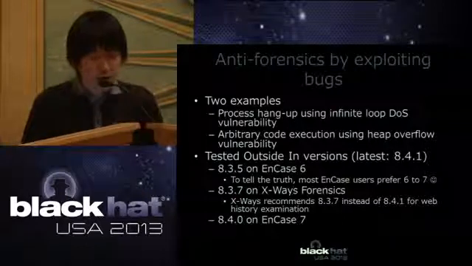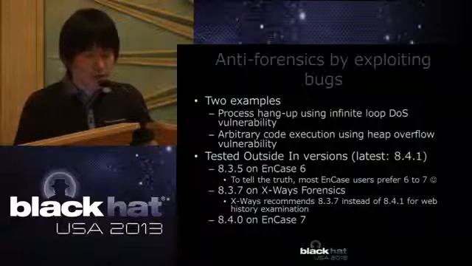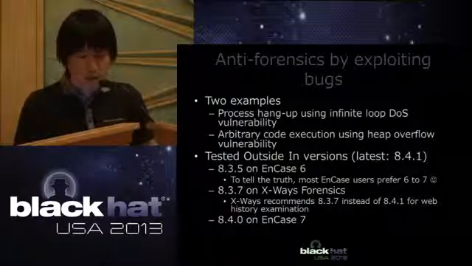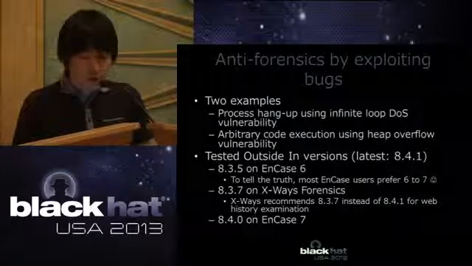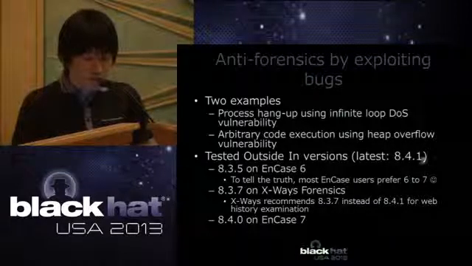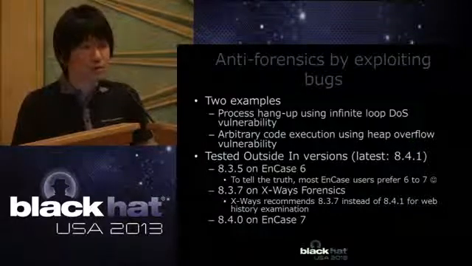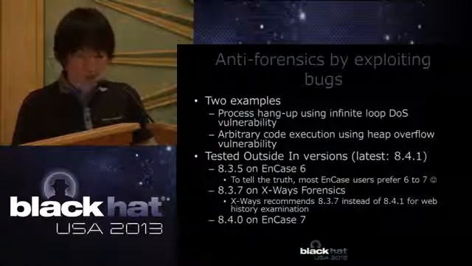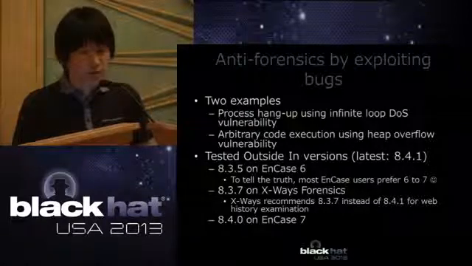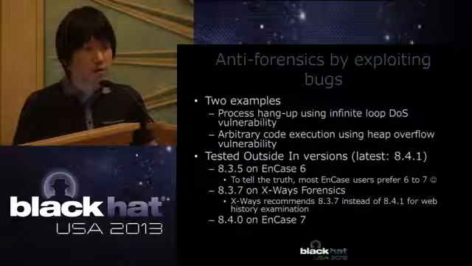They are process hang-up using an infinite loop DoS vulnerability, and arbitrary code execution using a heap overflow vulnerability. I tested them on two forensic tools, EnCase and X-Ways Forensics. The latest version of Outside In is 8.4.1, but both tools still use or recommend the old version. Practically, there are two versions of EnCase, version 6 and version 7. I think most EnCase users prefer 6 to 7, correct?